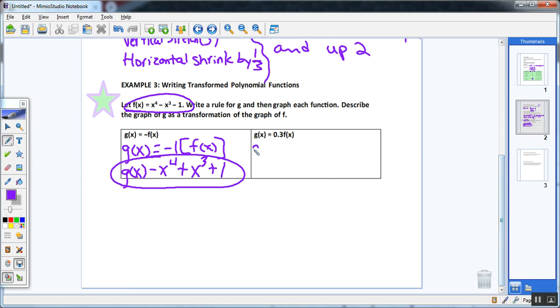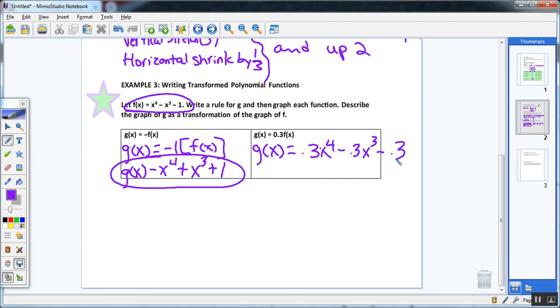So g of x is going to be, anybody want to take a shot at what that function is going to look like? Let's say I take 0.3 times all of f of x. So it's 0.3 times every term in f of x. Anybody want to take a shot at what this function is going to look like? 0.3x to the fourth. Good. I'm listening, Lex. Minus 0.3x to the third. Minus 0.3. You got it.